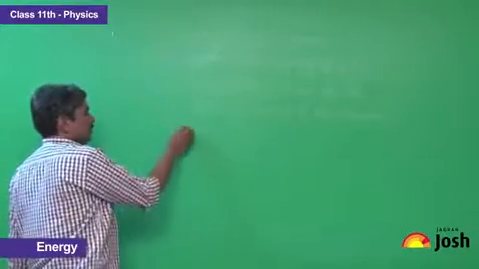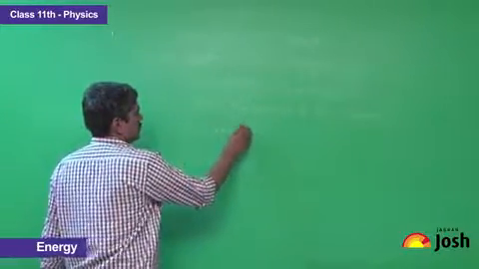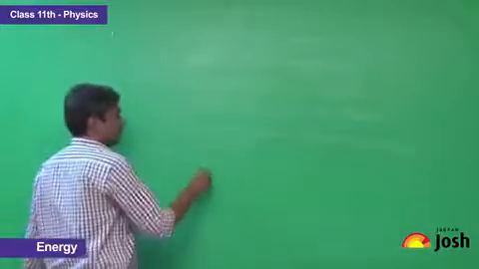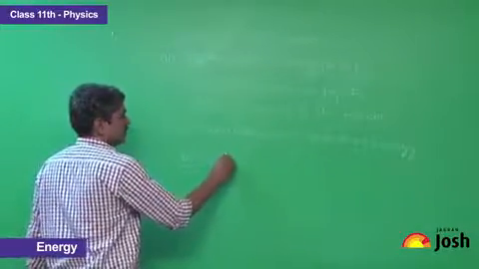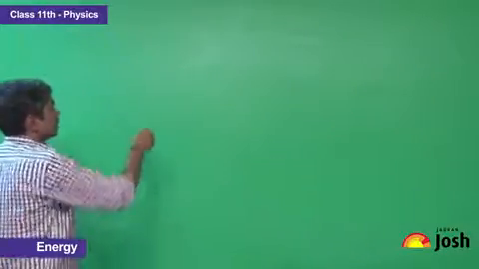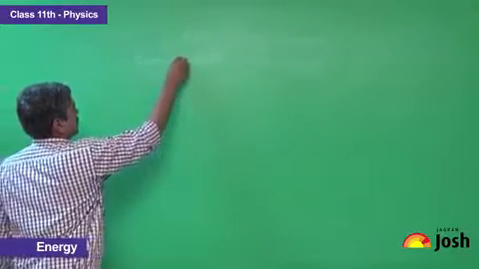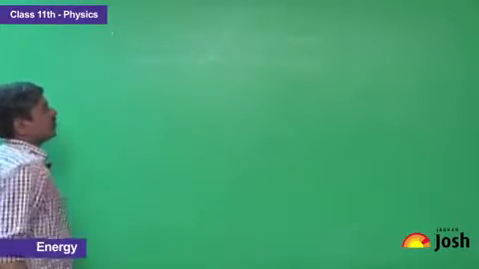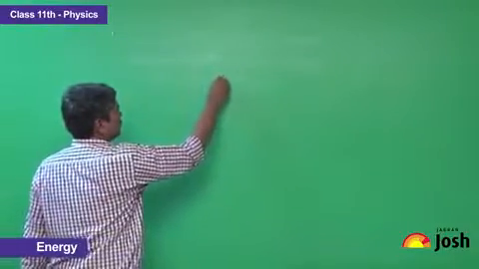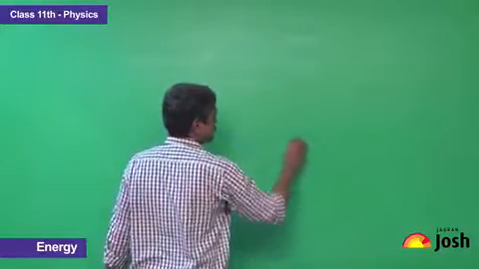There are two types of potential energy. One is called gravitational potential energy and the other is called elastic potential energy. Now we discuss the first one, that is gravitational potential energy. We can write it as potential energy is equal to mgh. We can prove this formula.